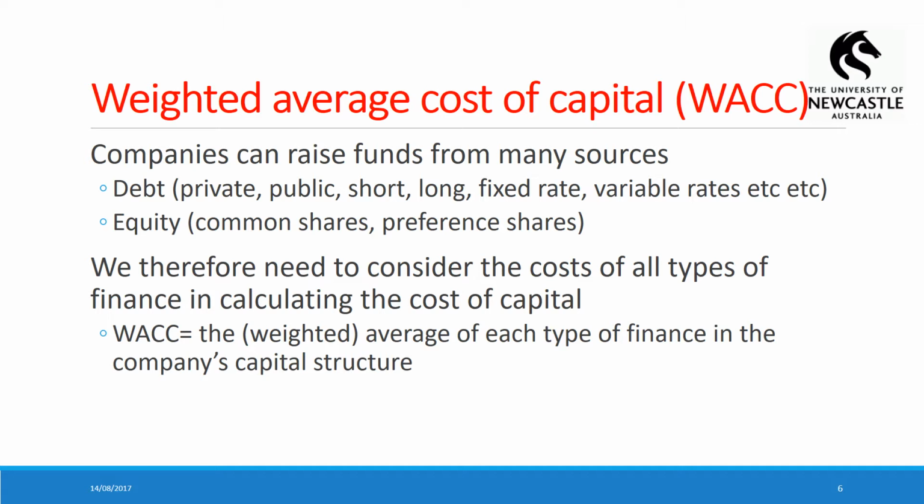So the cost of capital is simply the weighted cost, or the average cost, of the different types of capital that we use. Assuming that we have only two types of capital, either debt or equity, then the overall cost of capital of the firm is the weighted average cost of different sources of debt and different sources of equity, right? So the weighted cost of capital here is simply the average of all of the types of finance in the company's capital structure.